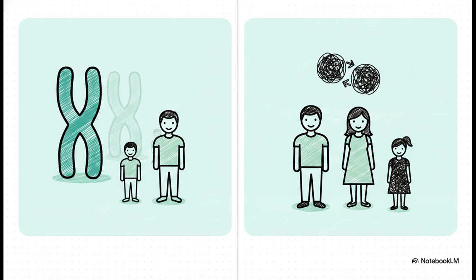On one side, you have autosomal dominant inheritance. In this scenario, it literally only takes one mutated gene from one parent to cause the disease. Huntington's disease is a classic example. The mutation is dominant, so it just overrides the healthy copy.